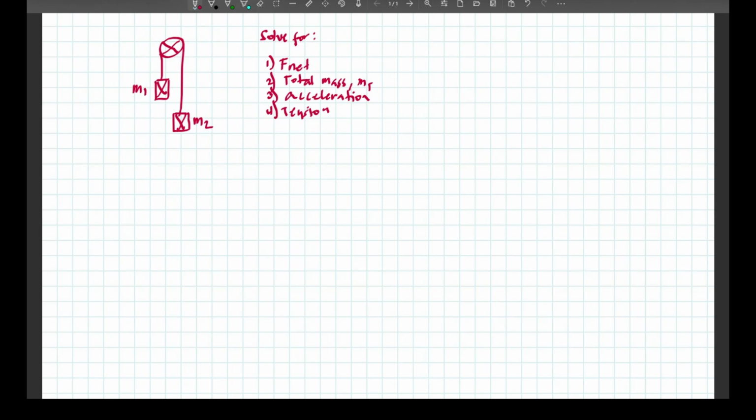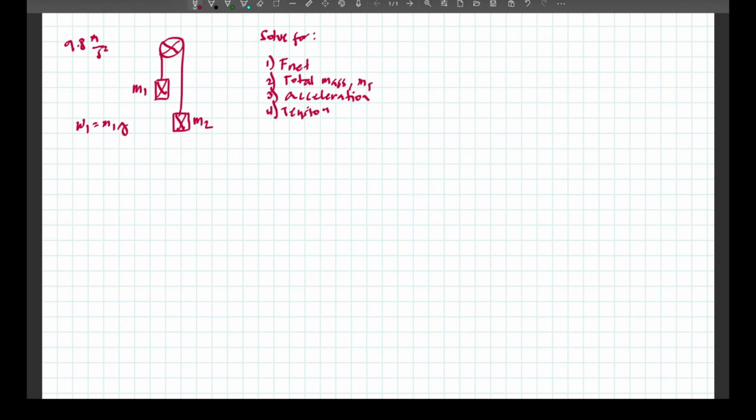Okay, so what we have here is a pulley problem, an application of Newton's second law, also known as Atwood's machine. So we have here M1 and M2, and we are asked to solve for F net, total mass, acceleration, and then the tension existing in the wire. With the given setup, let us solve for weight 1, which equals M1 times G. G corresponds to acceleration due to gravity that has a value of 9.8 meters per second squared.